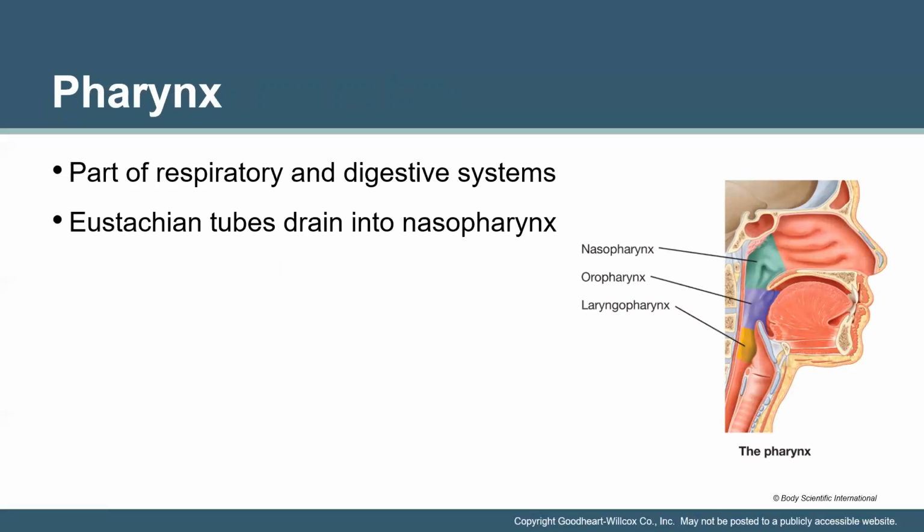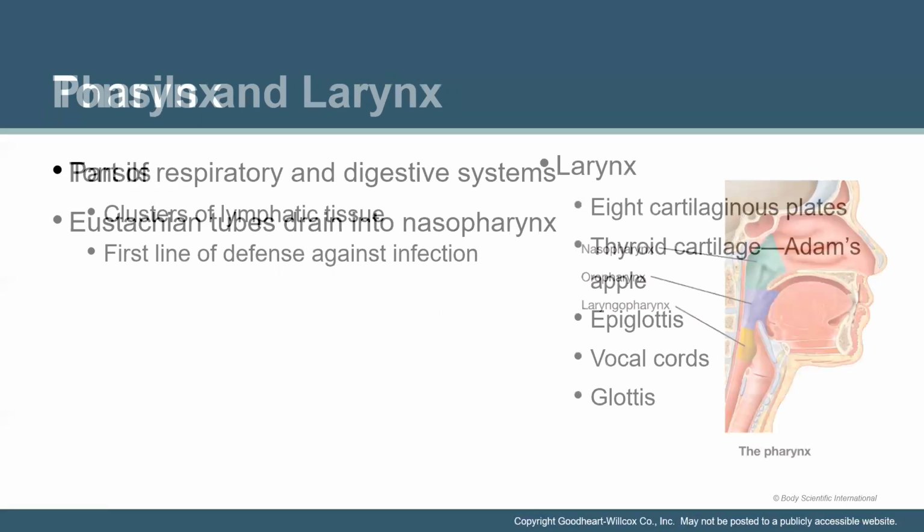Okay, the pharynx. I've mentioned all the divisions: nasopharynx, oropharynx, laryngopharynx. One thing to mention is that the eustachian tubes will drain into the back end into the nasopharynx.